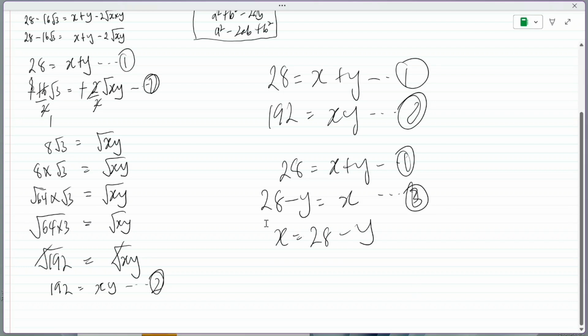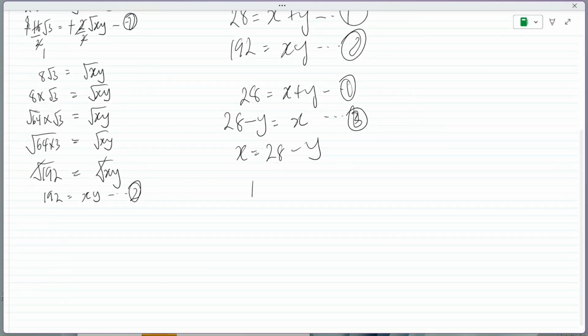You have to be careful here. The 28 owns the positive and the y owns the negative. So you have x equals 28 minus y. We created equation 3 from equation 1, so we can only substitute it into equation 2. We know the value for our x is 28 minus y. So going back to equation 2, we replace x with 28 minus y.